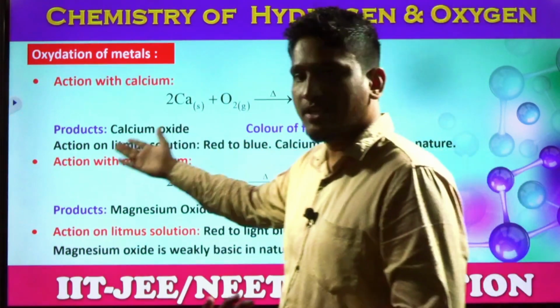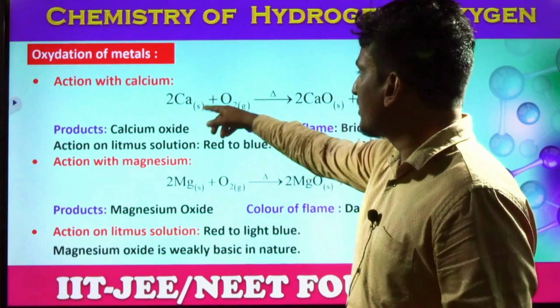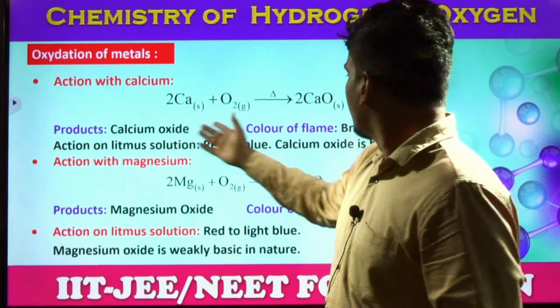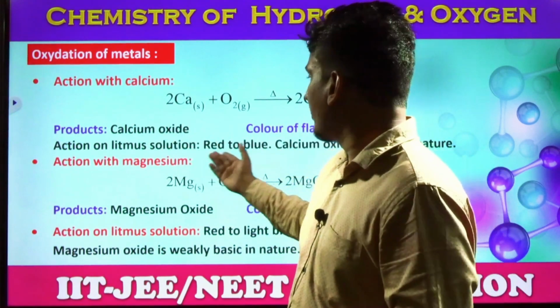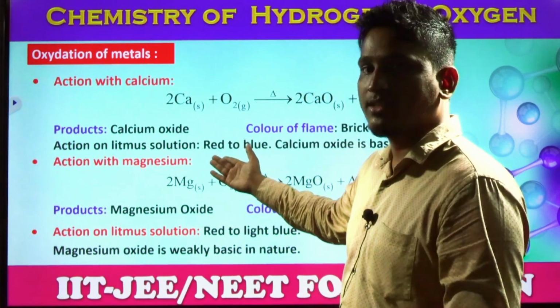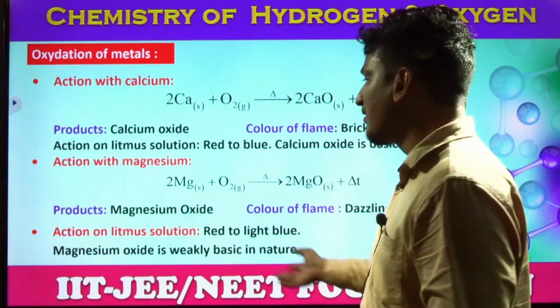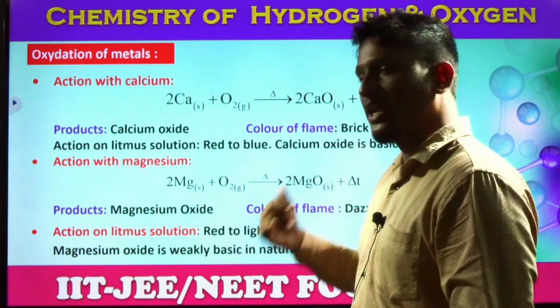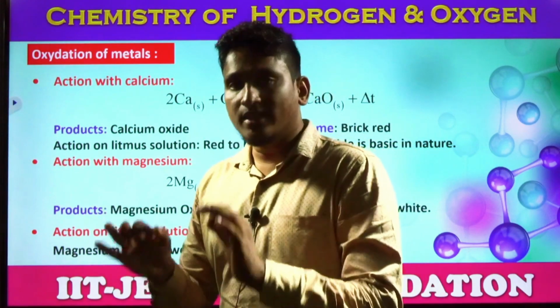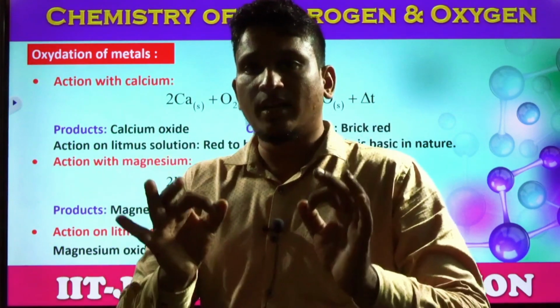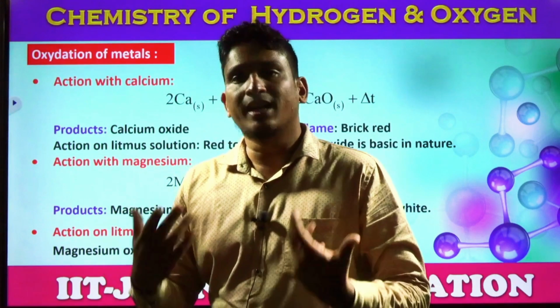With calcium also the same, calcium valency is 2. So +2 and -2, they combine in a 1:1 ratio. Calcium oxide, brick red is the color of the flame, and as metallic oxides are basic oxides, red to blue in color. Magnesium oxide, dazzling white color, and red to light blue in color. So these are all the bases. Metallic oxides are all basic in nature. In the presence of oxygen, by burning, they produce the respective metallic oxides.